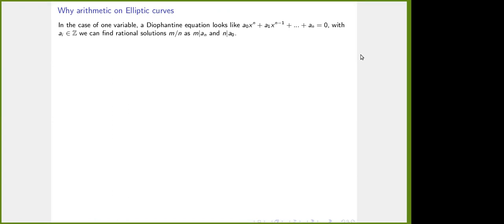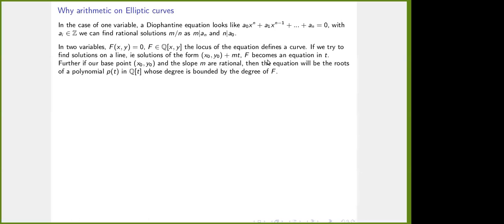Arithmetic is basically about solutions of Diophantine equations. In the case of one variable, we know by high school mathematics that the rational solutions, the numerator will divide the a_n and the denominator will divide the a_0. So there are finitely many and we can find them.